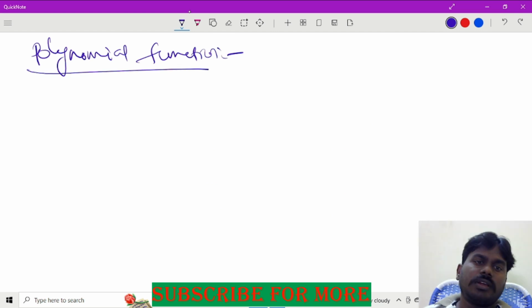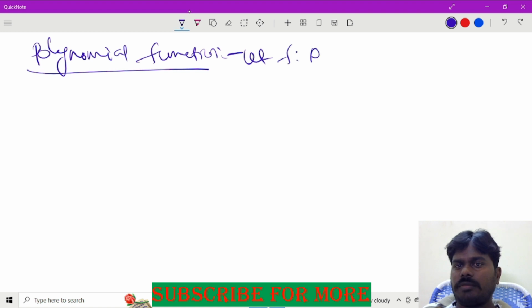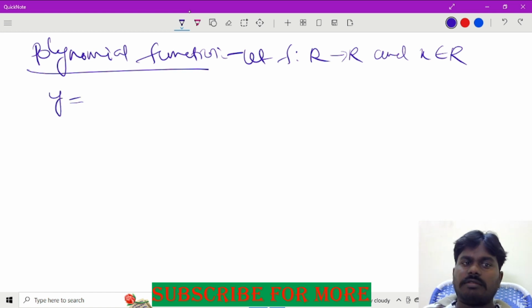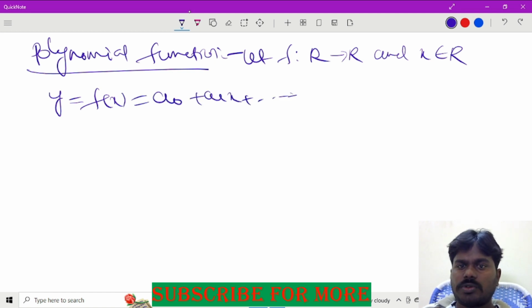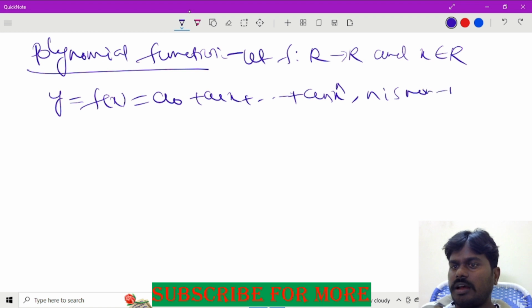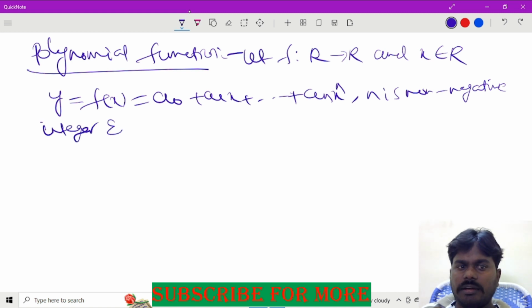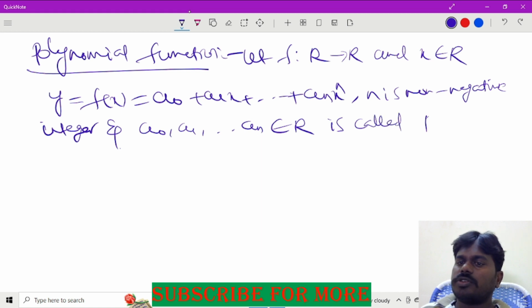Okay, so let us define a function f from R to R, here R is the set of all real numbers and x is an element in R, such that y equals f of x equals a0 plus a1x plus up to so on plus an x power n, where n is a non-negative integer, and here all these a0, a1 up to an are real numbers, is called a polynomial function.